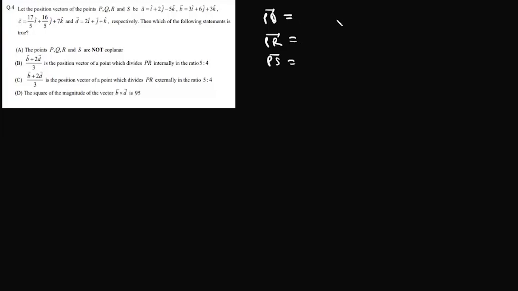Now PQ is B minus A, so there will be 2i plus 4j plus 8k. Now PR is C minus A, and there will be 12i by 5 plus 6j by 5 plus 12k, and PS will be i minus j plus 6k. If they are coplanar, their determinant is 0.